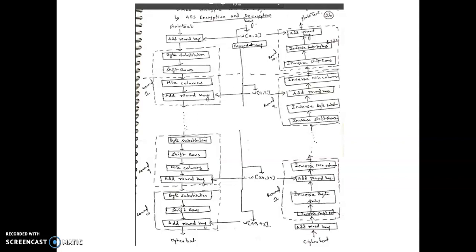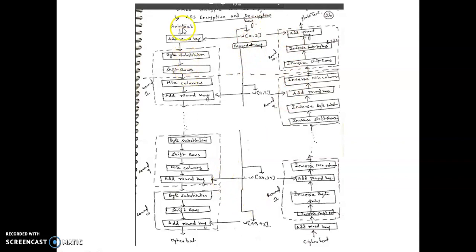So the round is repeated 10 times, except the last round does not have the mix column process, inverse mix column process. It only has inverse shift rows, inverse byte substitution, and add round key. So I think you see the diagram.